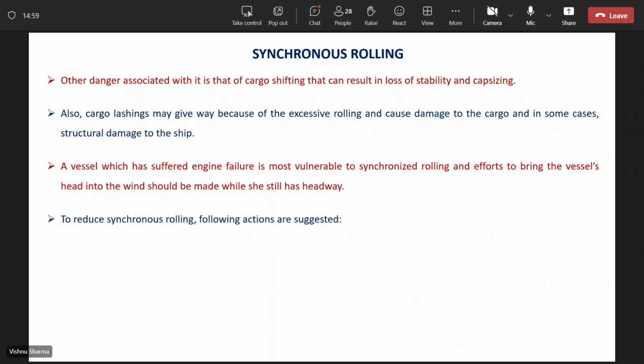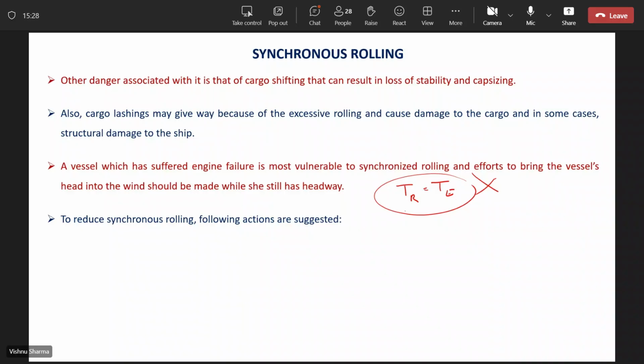To reduce synchronous rolling, guys, what is the solution? You have to do away with the cause. What was the cause of synchronous rolling? The cause was that the natural period of roll of the ship became equal to the period of encounter. You have to break this. How can you break this? Either you change TR or you change TE.